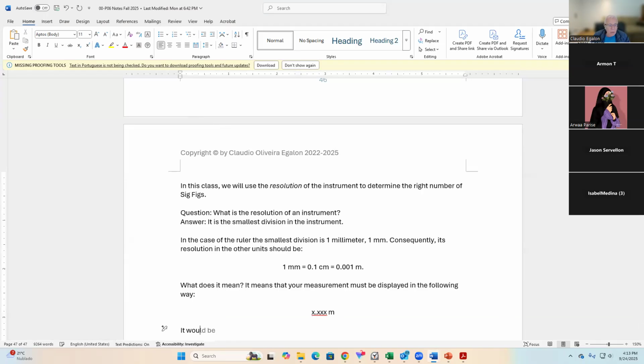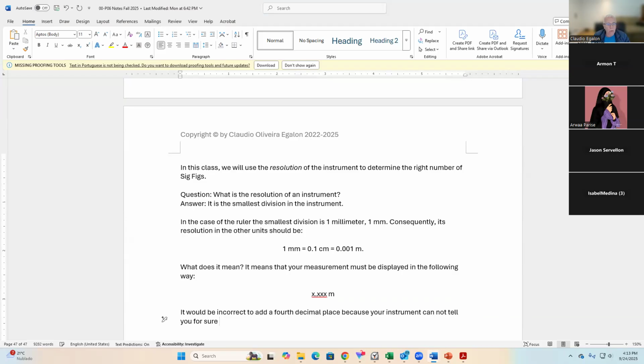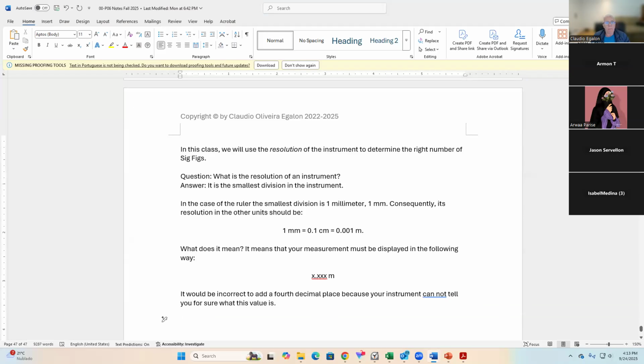It would be incorrect to add a fourth decimal place because your instrument cannot tell you for sure what this value is, okay?